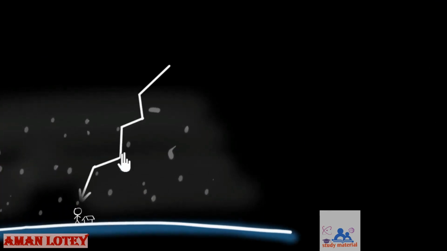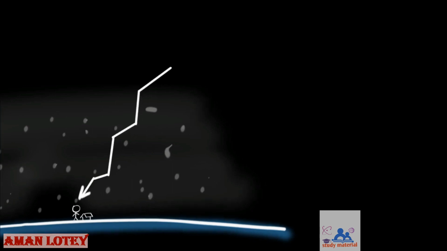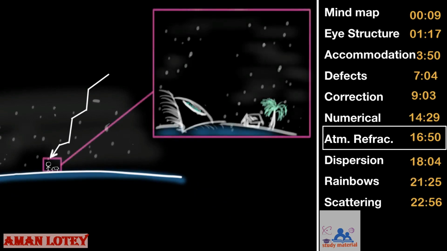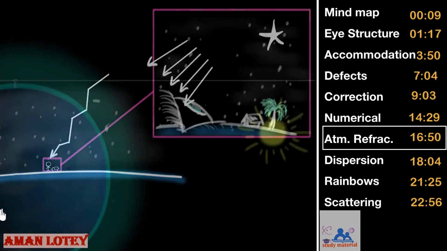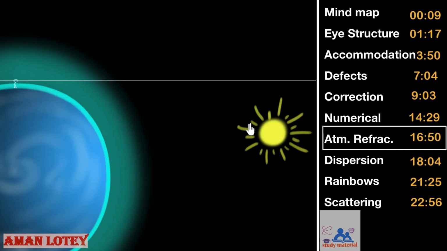The light from the star bends multiple times in our atmosphere before reaching our eyes. And because the atmospheric conditions are continuously changing, this path taken keeps on changing slightly with time. What does this mean? This means that the amount of rays of light that enter our eyes also keeps changing with time. And as a result, the brightness of the star that we keep seeing changes with time, causing it to twinkle.